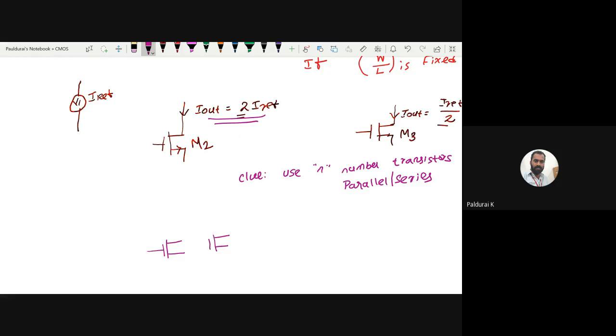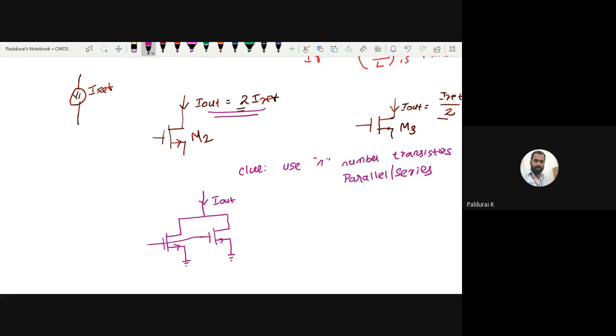Parallel, what have I taught? Both sources should be shorted. Both drains should be shorted, and this is my I out. Then both gates should be shorted. Since the gates are shorted, this can also be drawn like this, which means that both gates are shorted. So now I have connected two transistors in parallel.